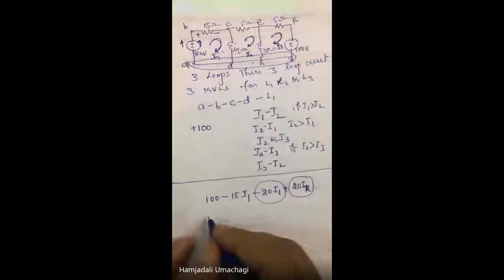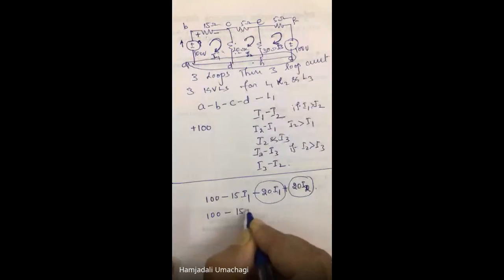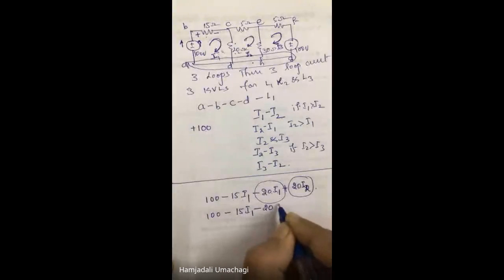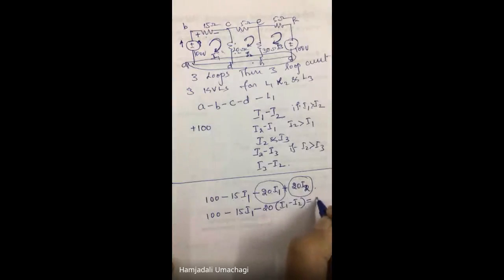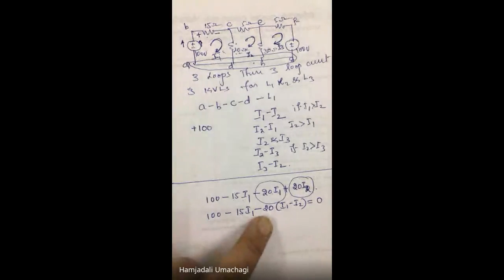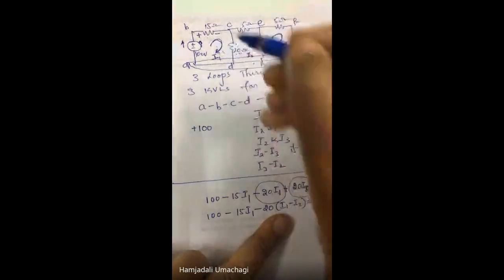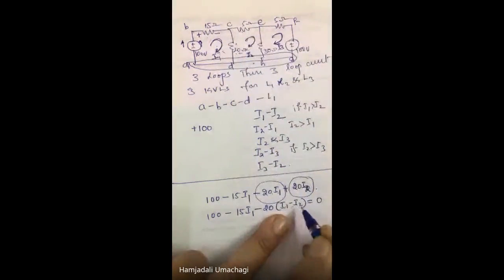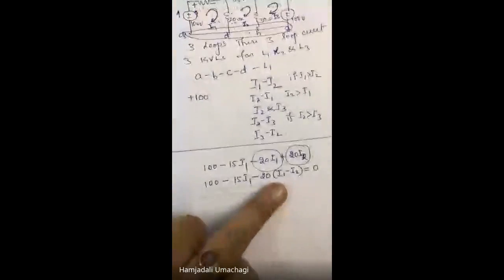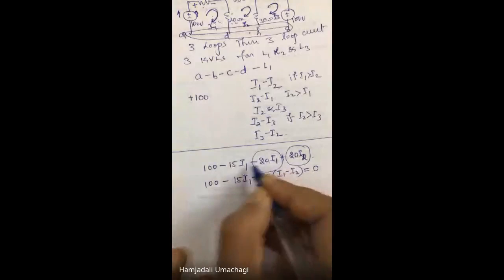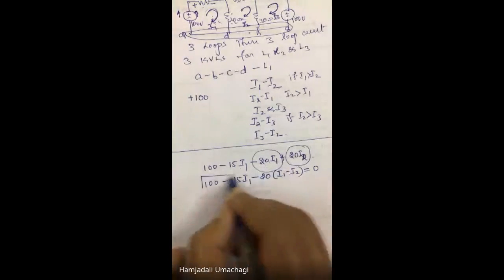That is, in this way we can write 15 I1 minus 20 (I1 minus I2) equal to 0. Getting it now? See here, because I am on the first loop, I will be taking I1 minus I2. Correct? If you write it in this fashion, it is very easy to simplify.